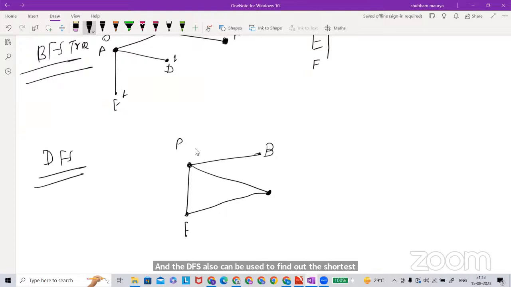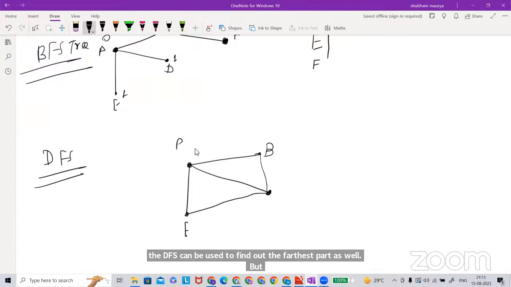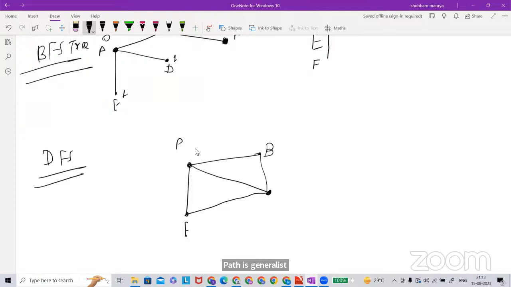Or DFS can be used to find out the farthest path as well. But BFS is generally for the shortest path. We'll see the shortest path algorithms in the week 11 content. Some very complicated algorithms were there. That's why I suggested you please watch that session.